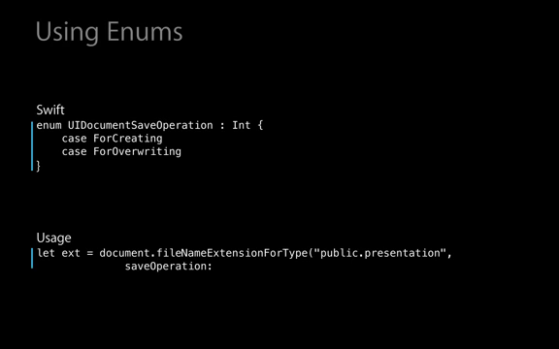How does this play out in actual code? Well, if we call fileNameExtension for type save operation, we can refer to, say, forCreating with its fully dotted name, class name dot enum case. Same dotted syntax we use for a member of anything in Swift. But Swift has type inference. We know that this method takes a UIDocumentSaveOperation. So there's absolutely no reason to write that. You can just pass dot forCreating, and we will infer the enum type from that.